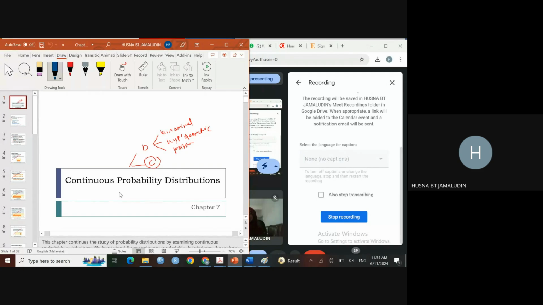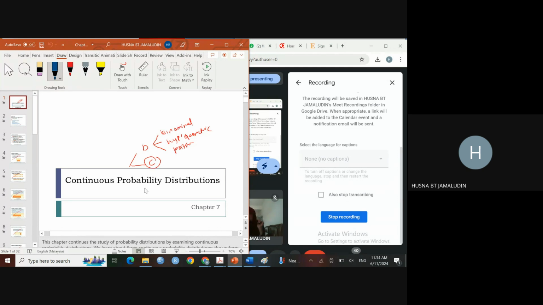Okay, so chapter 7 is talking about continuous probability distribution. You know that previously you have covered the basic probability, and in chapter 6 you covered discrete probability, and now this is the last probability, what we call continuous. At this stage, I'm assuming that you should know the difference between discrete and continuous.